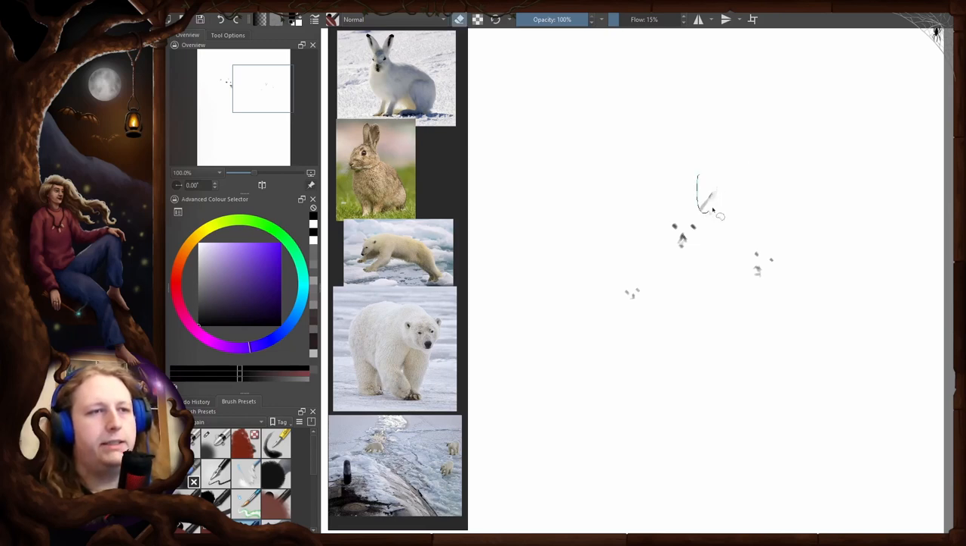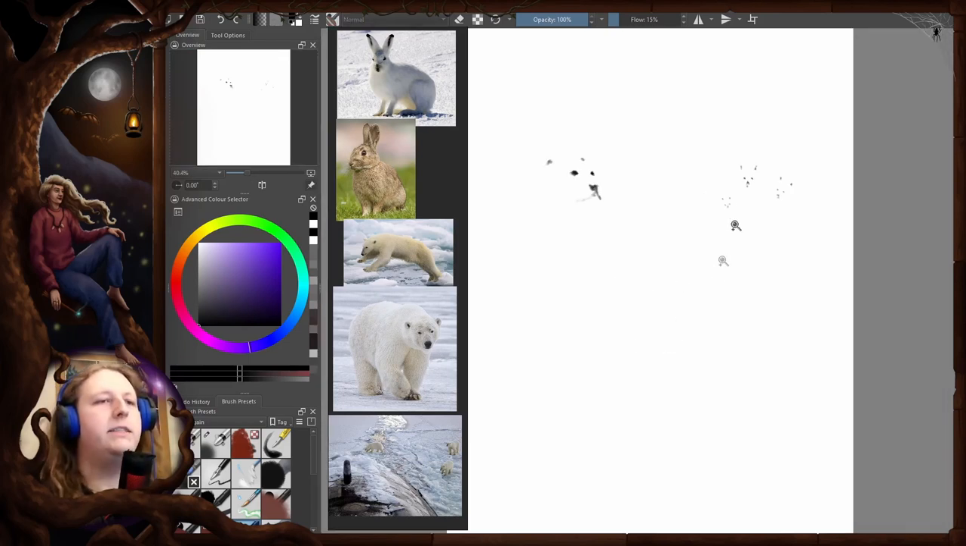So here's one ear that's too big. One ear of the rabbit and the other ear. And here we go with the other two. And yes, that is pretty much it. We completed the piece of the Arctic rabbits throwing snowballs at the polar bear in the snowstorm. And I hope you enjoyed it. And thank you very much for watching.